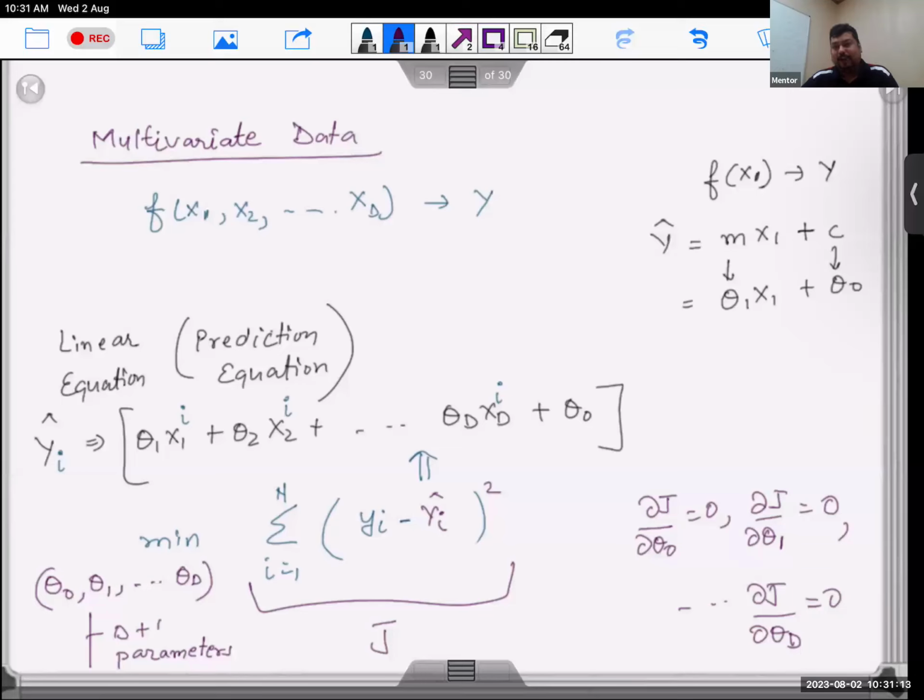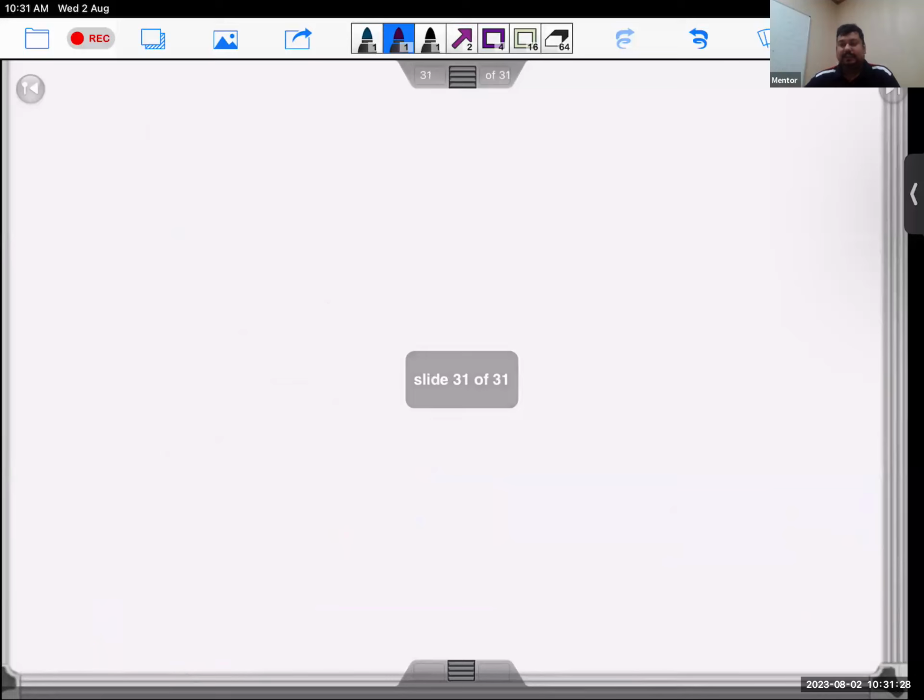Because you'll be solving these equations, and these equations will differ if the number of features changes for different data sets. These functions will differ depending on what d is, the number of dimensions. Please mute yourself, there is an echo coming back.